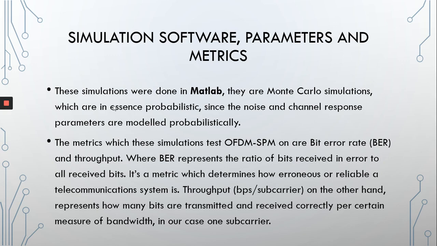So a smaller bit error rate is better, basically. You don't want too many errors. And as for throughput, which is bits per second per subcarrier, on the other hand, it represents how many bits are transmitted and received correctly per certain measure of bandwidth, which in our case is one subcarrier.